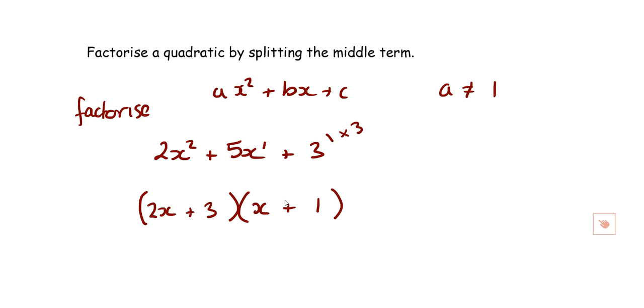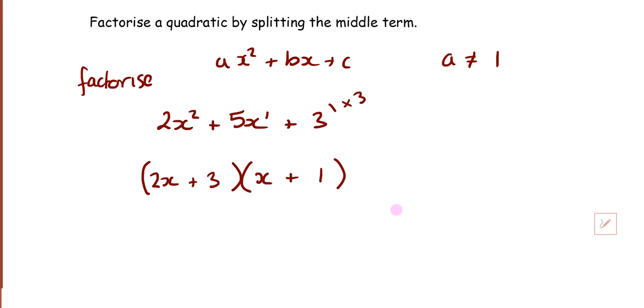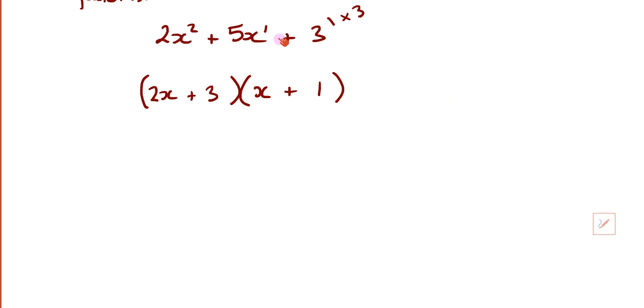All right, but it's not always going to be that simple. So what we're going to do is look at a method called splitting the middle term, and we're going to do it with this one so we know what we should get. So again, I'm going to start with x squared plus 5x plus 3.